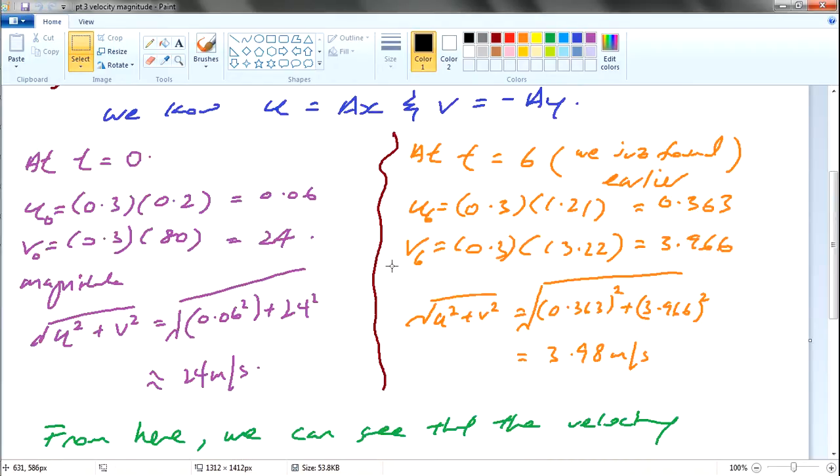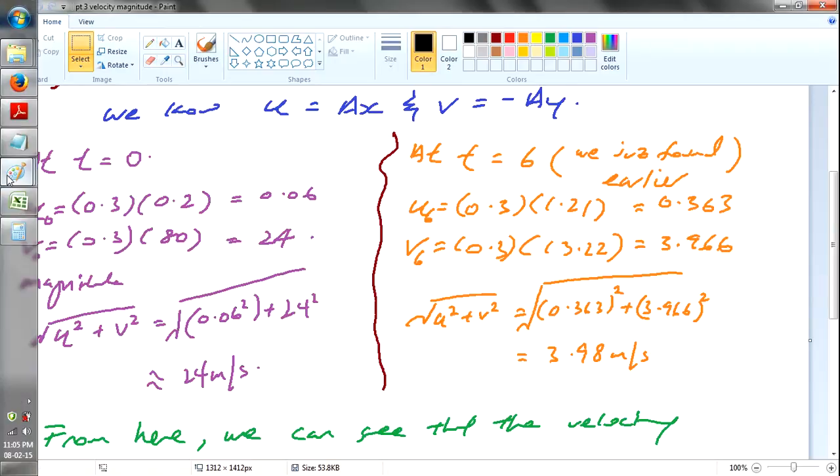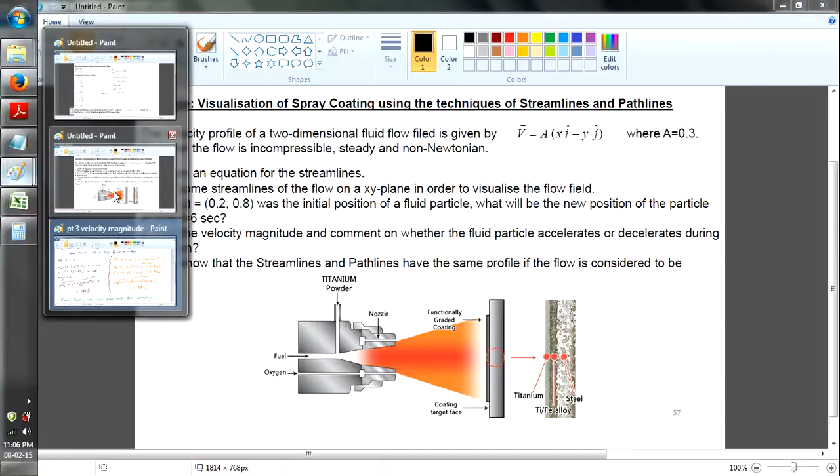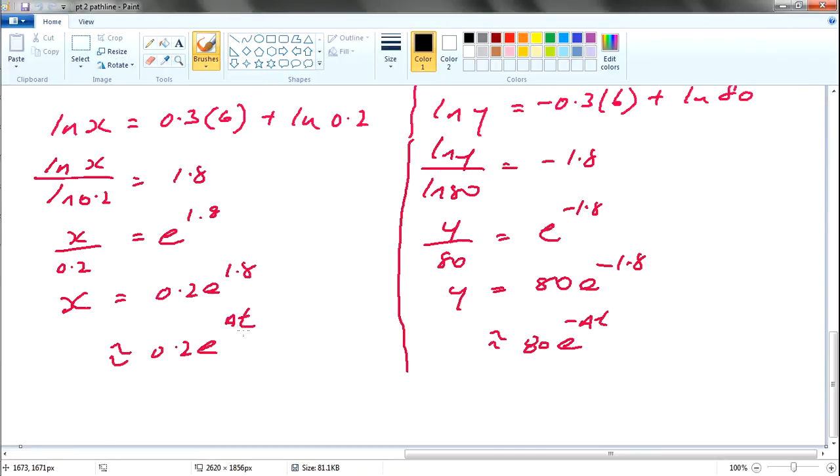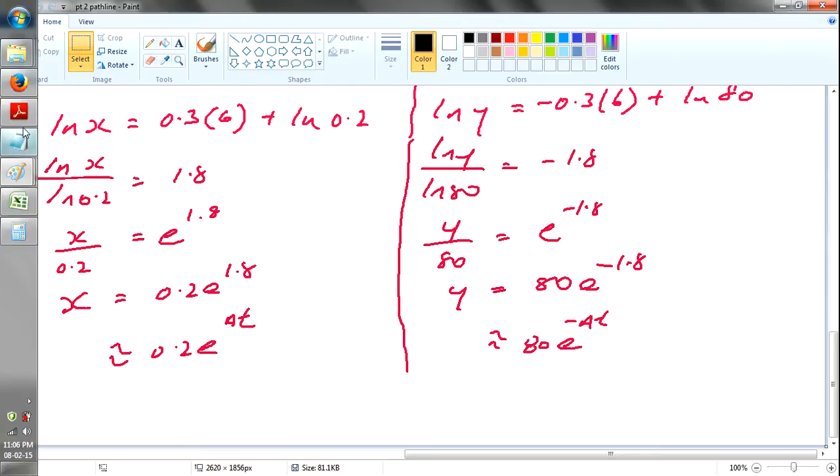Nonetheless, let's come back to this. At t equals 0, you know that u naught equals 0.3 times 0.2. Where does that come from? It comes from the previous equation we derived, the general equation 0.2 e to the power of at. When you substitute in 0, everything becomes 0.2. And we also know that a equals 0.3.